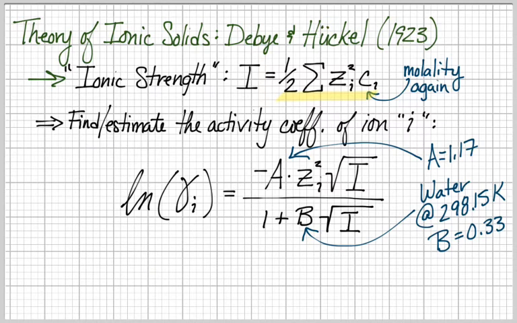Okay, which then means that the only thing that I really need is the charge on the ion of interest and the ionic strength of the whole solution. And the ionic strength of the whole solution, again, I'm finding by 1/2 the sum of the charges on the system squared times the concentration as molality for each species.